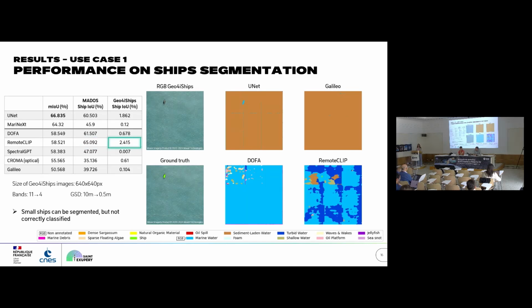And then when we apply the same models on the GeoFi ships dataset, so these are much bigger images with a much higher spatial resolution. On a very small ship like on these images, we can see that UNet, DOFA, and Remote Clip sort of segment objects, but only Remote Clip associates it with the ship class. Although the total IoU on this new dataset is only 2%, so it's, again, not satisfying.